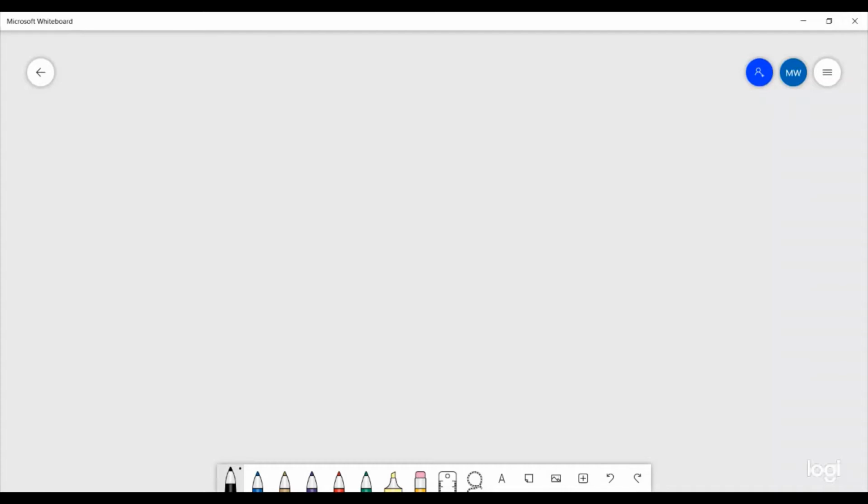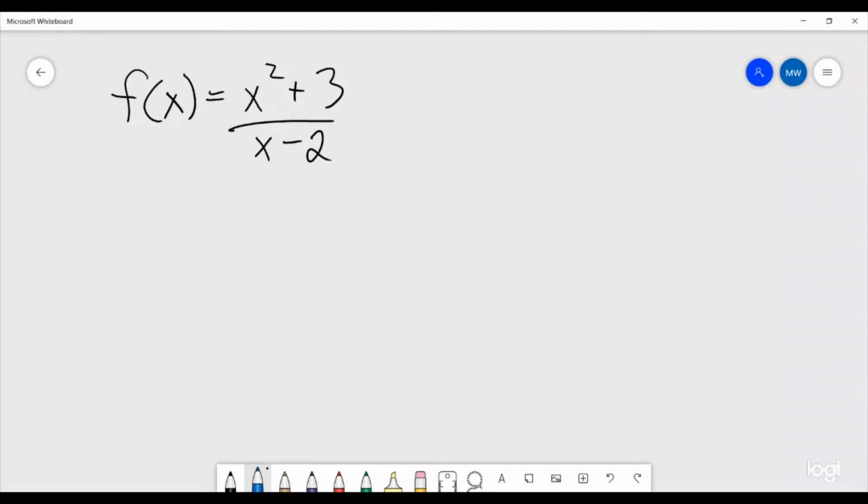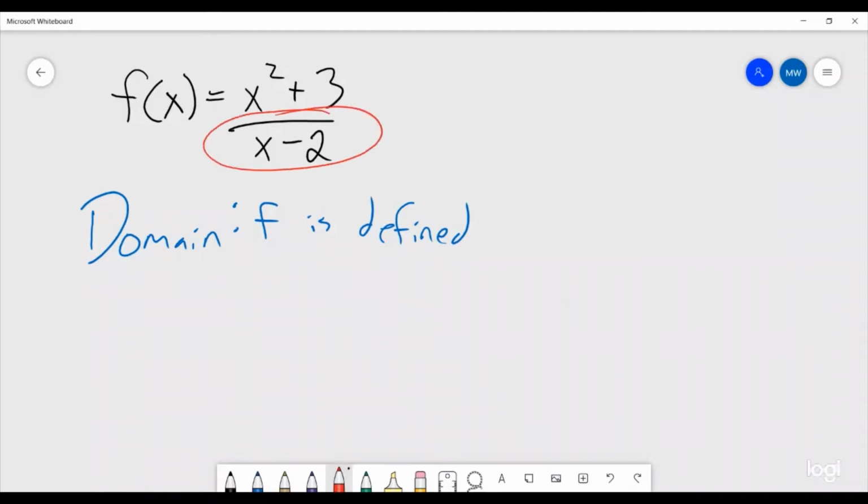So if we have functions, like maybe for example we have f of x equals (x squared plus 3) divided by (x minus 2). For example, this is a valid function. But one of the questions we have to ask about functions is what's going to be the domain of this function. So the domain is anywhere where f is defined. So places where we might have things come up where it's not going to be defined is if we have something like this division that's going on right here.